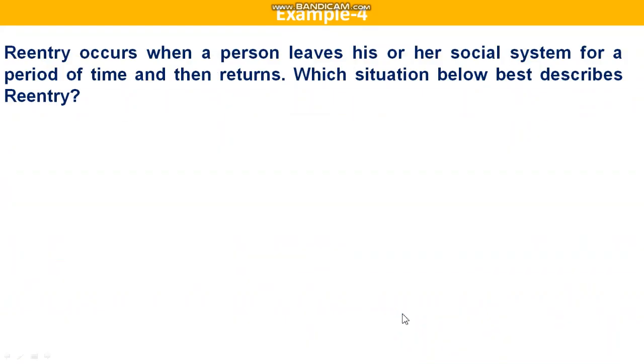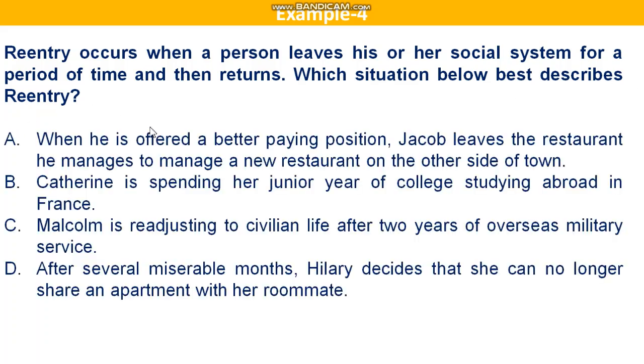Example 4. Re-entry occurs when a person leaves his or her social system for a period of time and then returns. Which situation below best describes the re-entry? Please read these four statements by pausing the video.